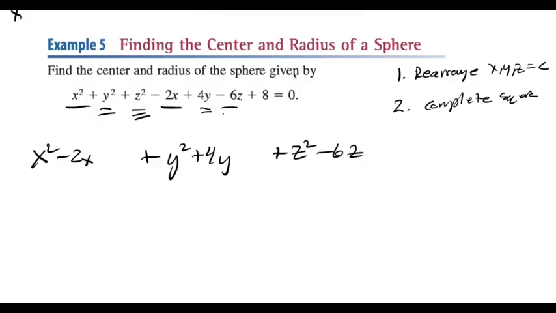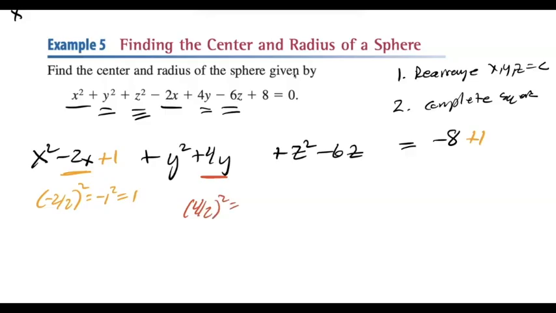And then we want to move the 8 over. We want the constants on the other side. We have that. And now we just have to complete the square 3 times. So this one, negative 2 divided by 2 squared equals negative 1 squared, which is 1, plus 1 on the other side. Next one, 4 divided by 2 squared is 2 squared, which is 4, plus 4. And the last one here, negative 6 divided by 2 squared is negative 3 squared, 9, plus 9.